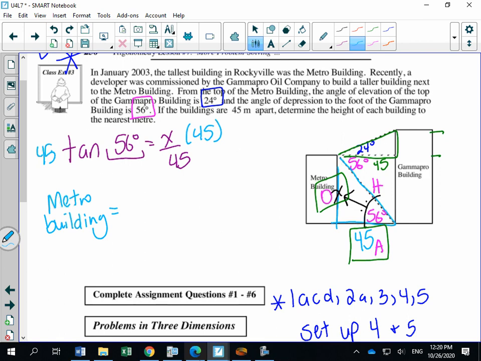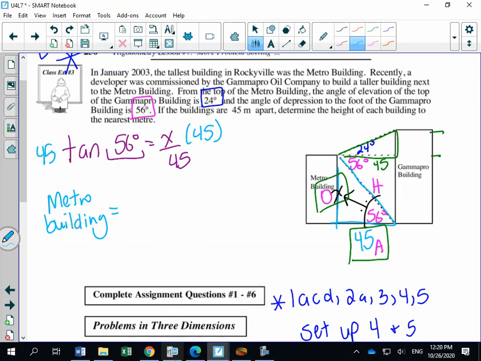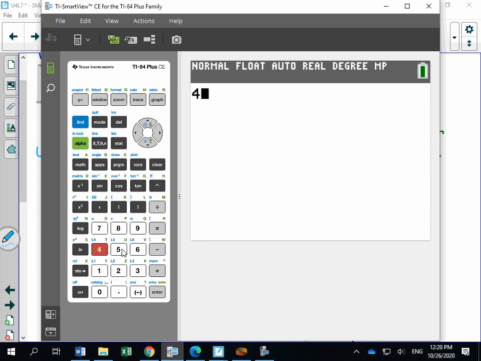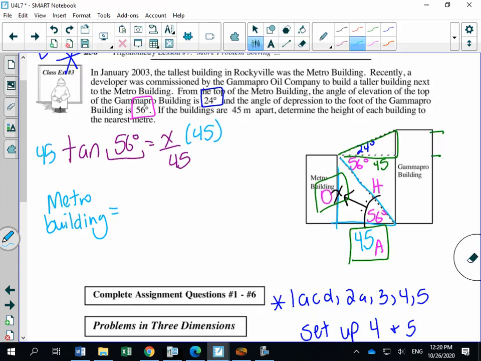Again, I'm going to clear my calculator and type in 45 times the tan of 56. Now they want each building to the nearest meter. So how much is the Metro? 67. So here's what I'm going to do. The Metro is 67 meters. So I'm going to box that guy in.